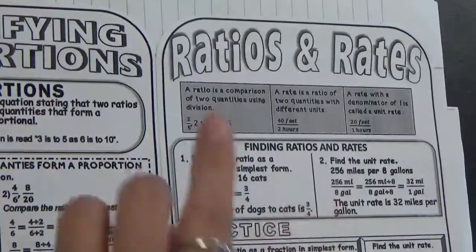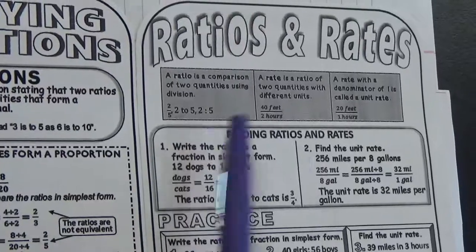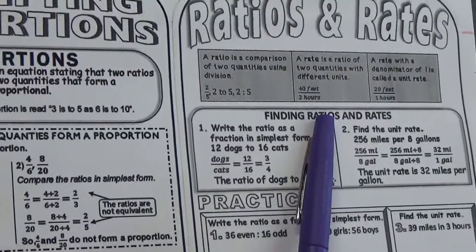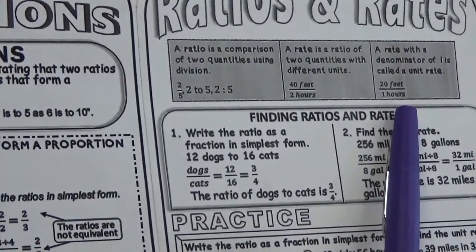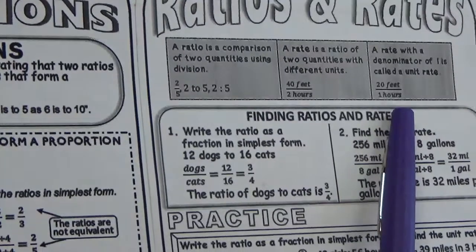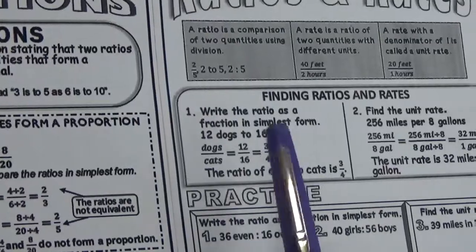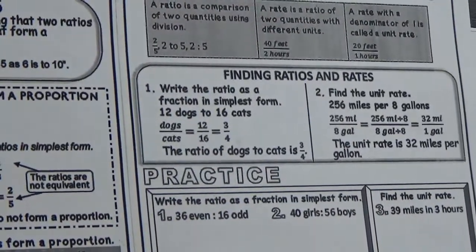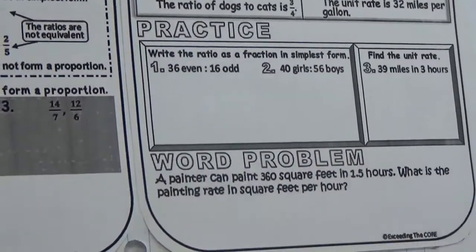Okay, second section, ratios and rates. A ratio is a comparison of two quantities using division. A rate is a ratio of two quantities with different units. A rate with a denominator of 1 is called a unit rate. Now again, these are two problems that have been worked out already. And go ahead and solve these three problems and you may pause the video. Pause.